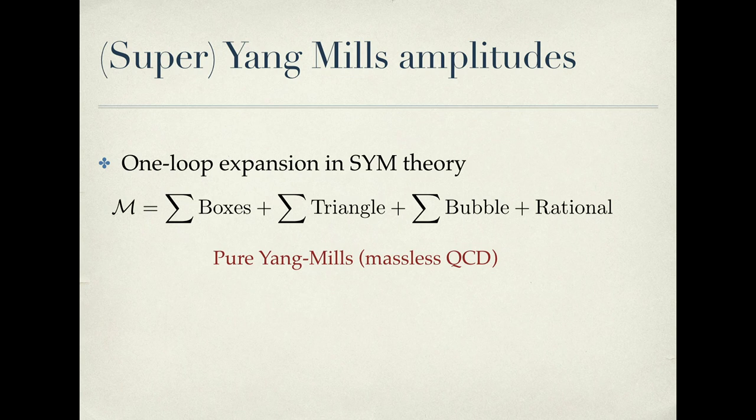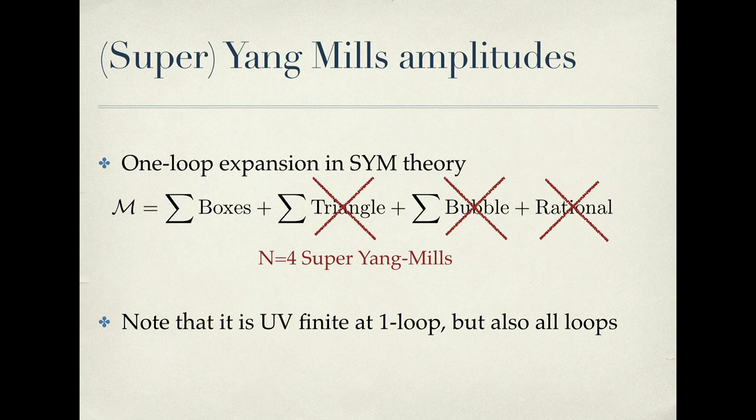OK, so let me say how supersymmetry simplifies that expansion at one loop. If I have a pure Yang-Mills theory, or massless QCD, or any other theory, the Standard Model, anything, a general theory, then I would need all terms. I would need these box integrals, triangle integrals, bubble integrals, and rational terms. Rational terms don't need any integration. If I add a little bit of supersymmetry, at least N=1 or N=2 supersymmetry, there are no rational terms. Only these three terms would survive. And if I add maximal supersymmetry, N=4 in four dimensions, these two would disappear, and only these box integrals would be present at one loop.